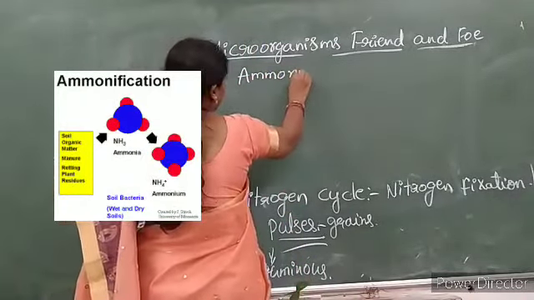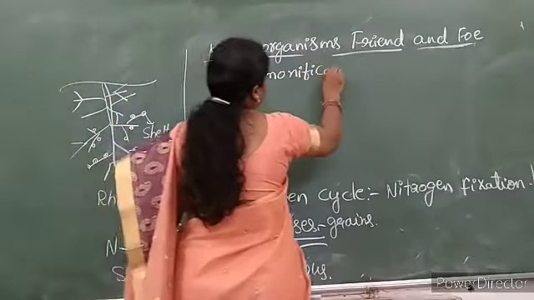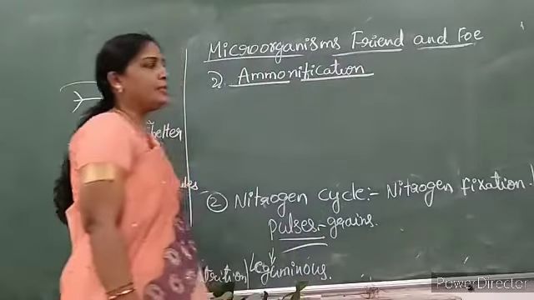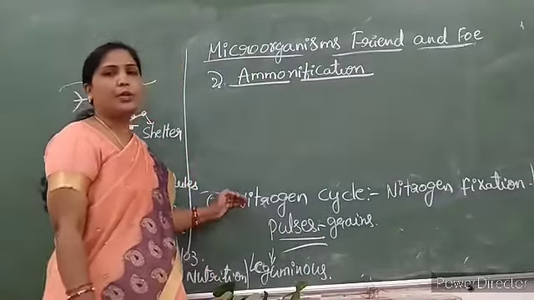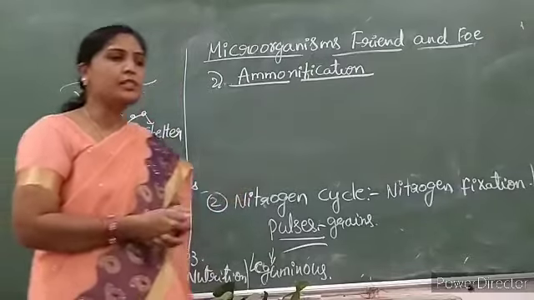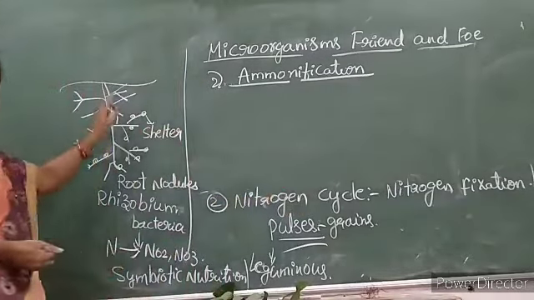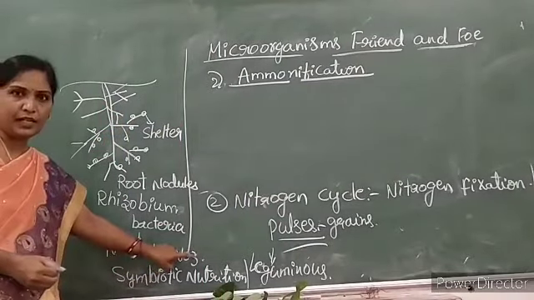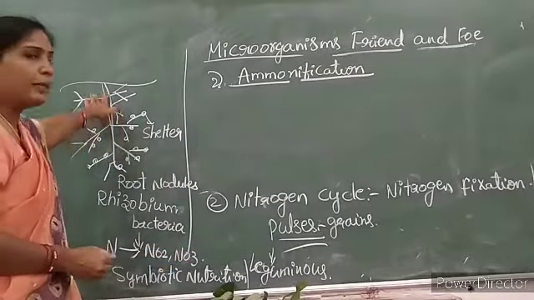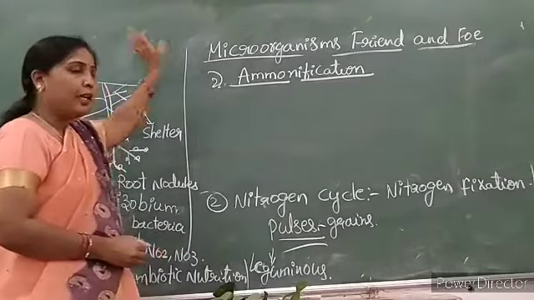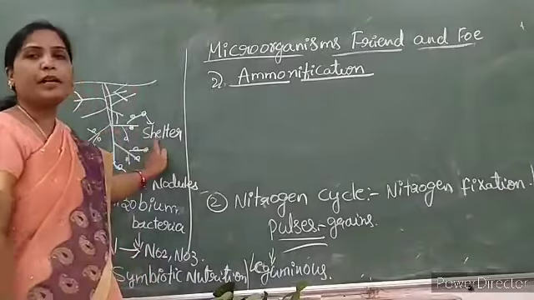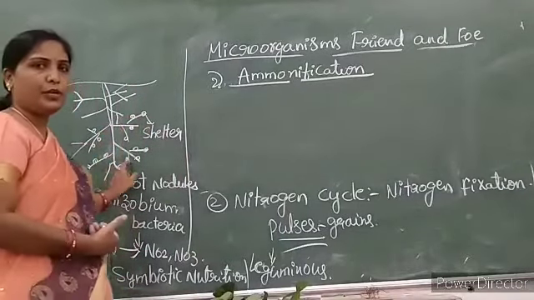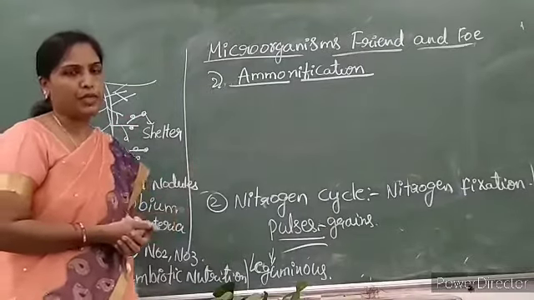What is the next process? Ammonification. What is the meaning of ammonification? We will see. The nitrogen entered into the plant body through the Rhizobium bacteria in the form of nitrite and nitrate. So the plant used it up and has grown, and these plants can be eaten by animals. Animals use them as food. So the same nitrogen entered into the animal body also.